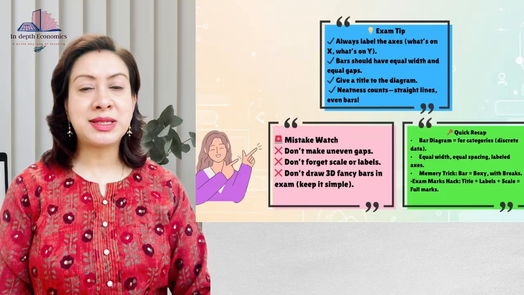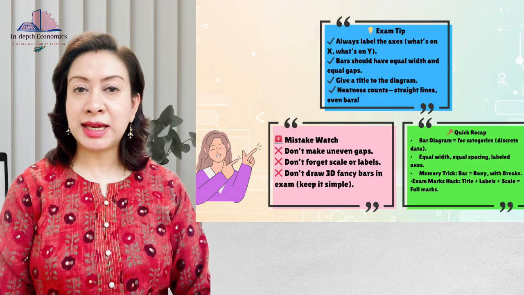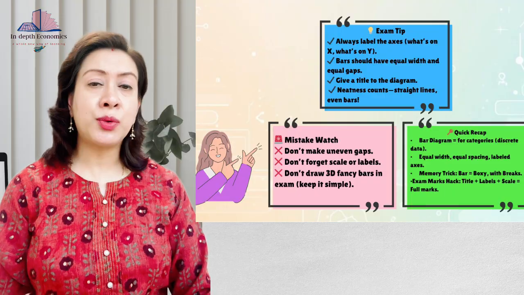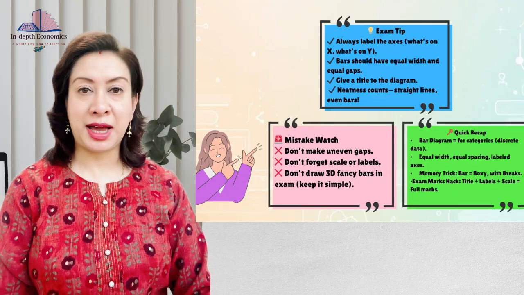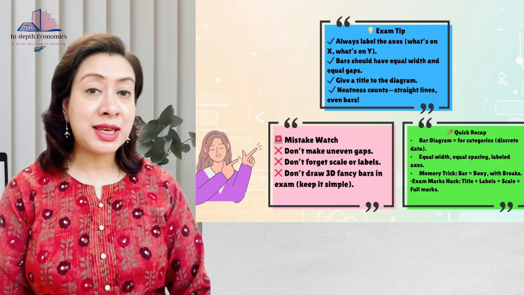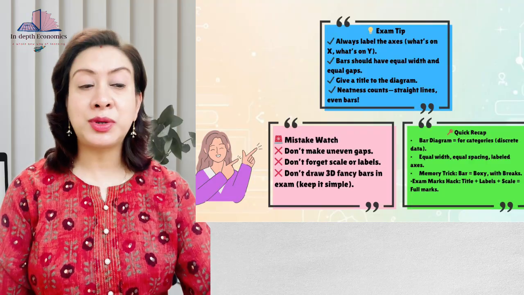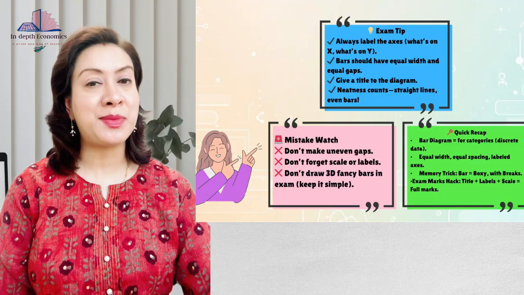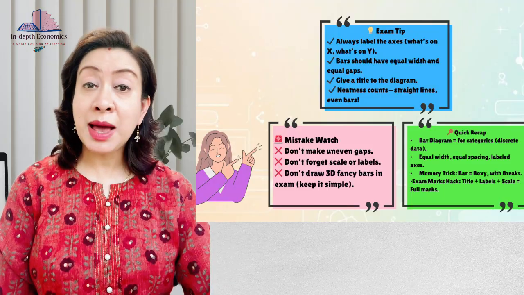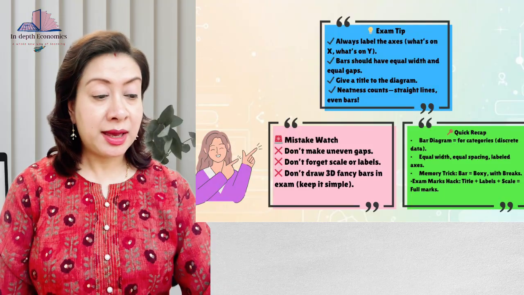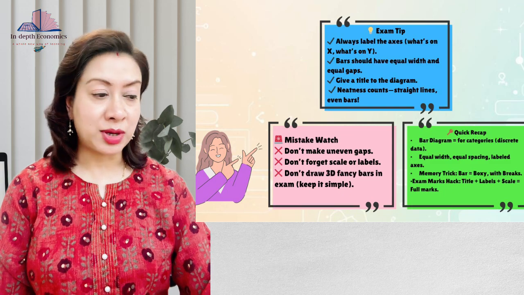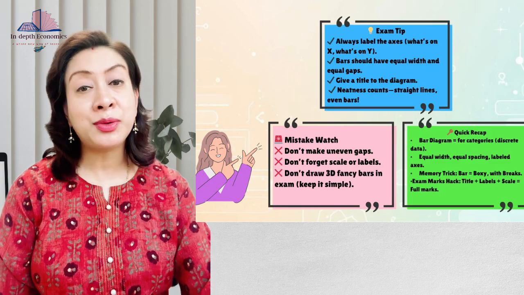We have already completed the plotting of simple bar diagrams. Well done. Now we are going to do some more interesting things. Like what? I have prepared some exam tips and mistake alerts for you. We are also going to do a quick recap for bar diagrams. Now, as you can see on the screen, I have color coded this information so that you can remember it easily. Exam tips will be a blue box, mistake watch will be a pink box and quick recap will be a green box.